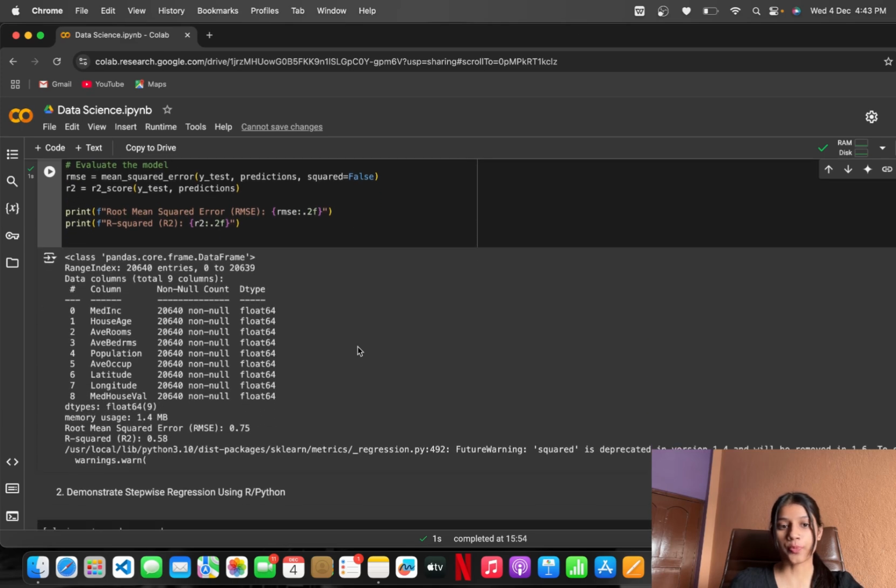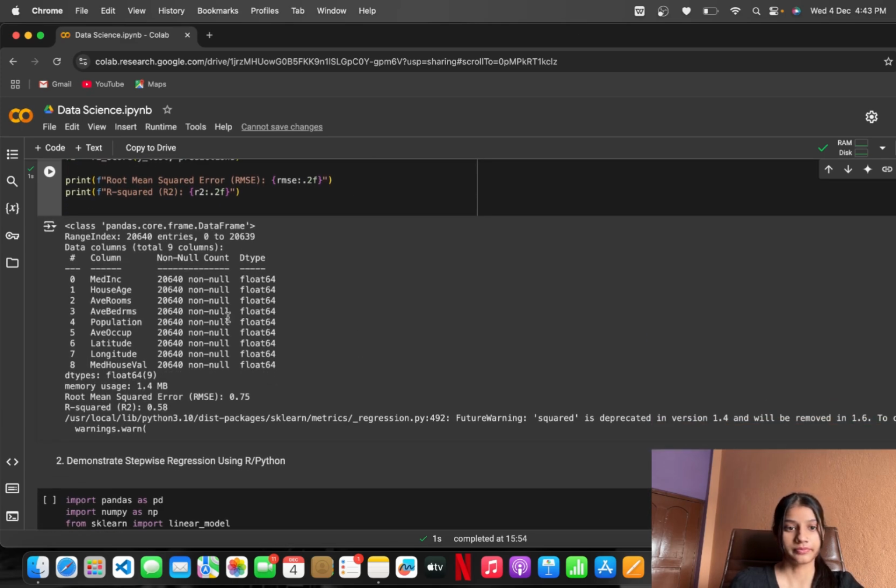So this is the output of the following code, which contains the column value, non-null count and data type.